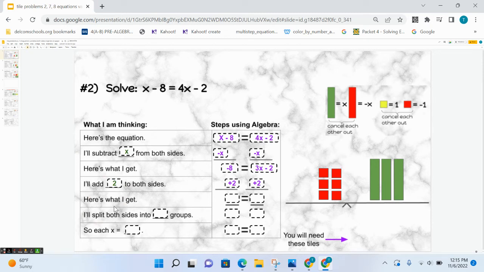So now I can, in a simplified way, tell what I get. Write down what I get now. On the left, I have 6 negatives. And on the right, I have 3 green x's. So negative 6 on the left and 3x on the right. So the first step was to get green rectangles on one side. The second step was to get those green rectangles alone. My last step is to split things up.